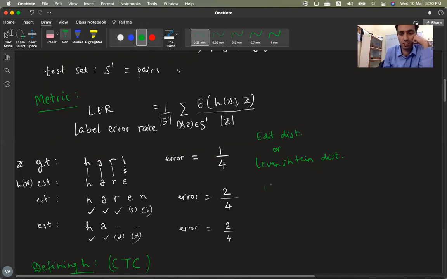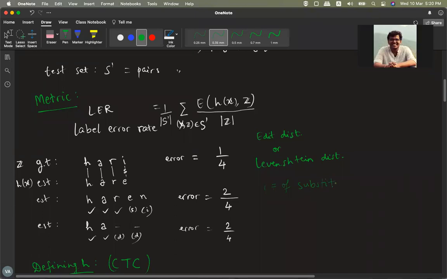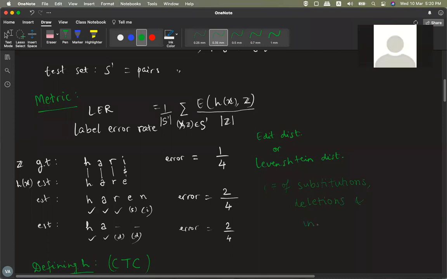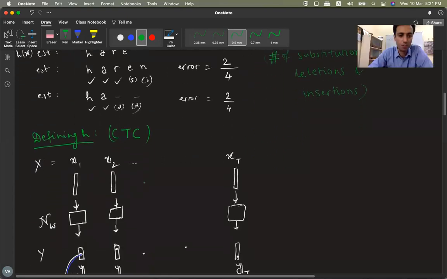These are number of substitutions, deletions, and insertions. Number of, okay.